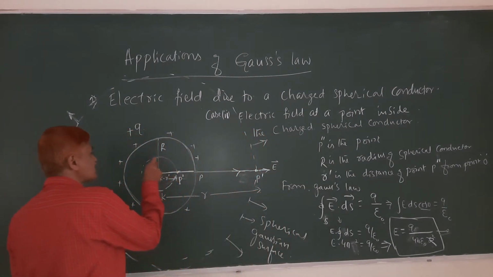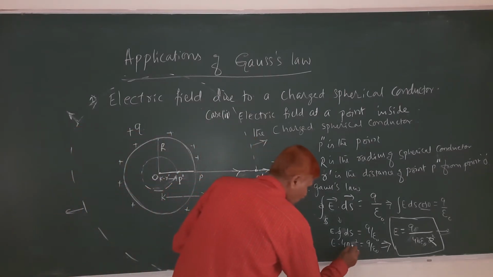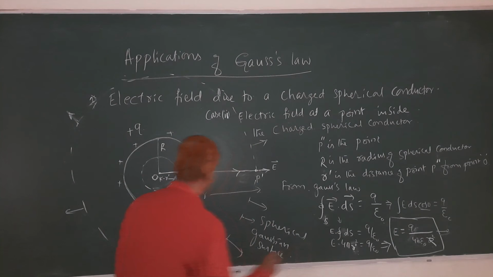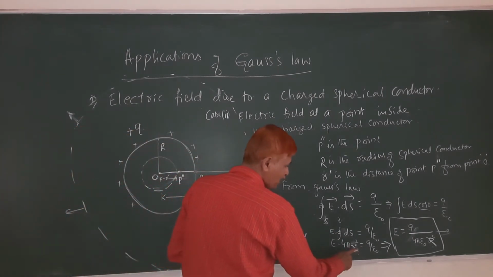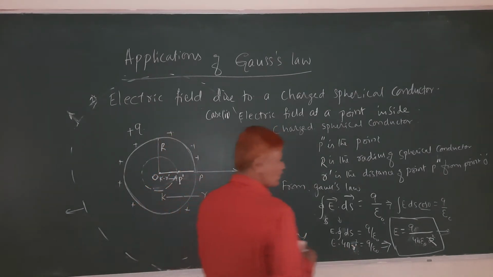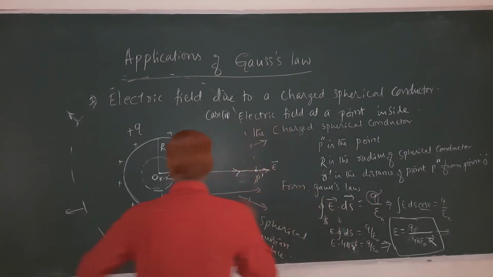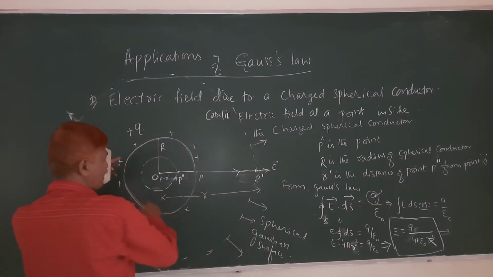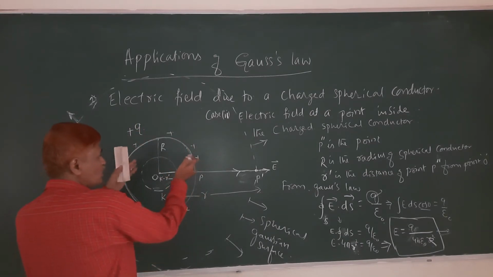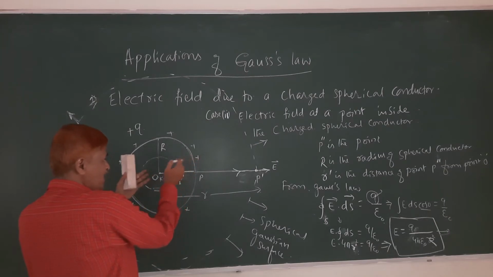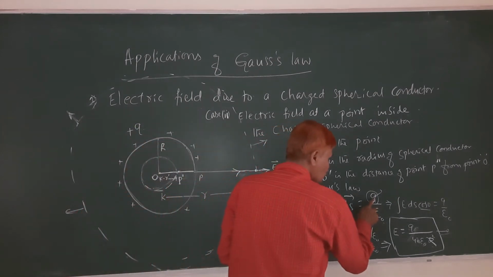Consider an imaginary Gaussian surface of radius small r dash. So the surface area will become 4 pi r dash square. But what about Q? Here Q is very important. It is a hollow sphere, so all charges reside outside the spherical conductor. No charges are inside. So this Gaussian surface does not enclose any charge, so this Q becomes 0.